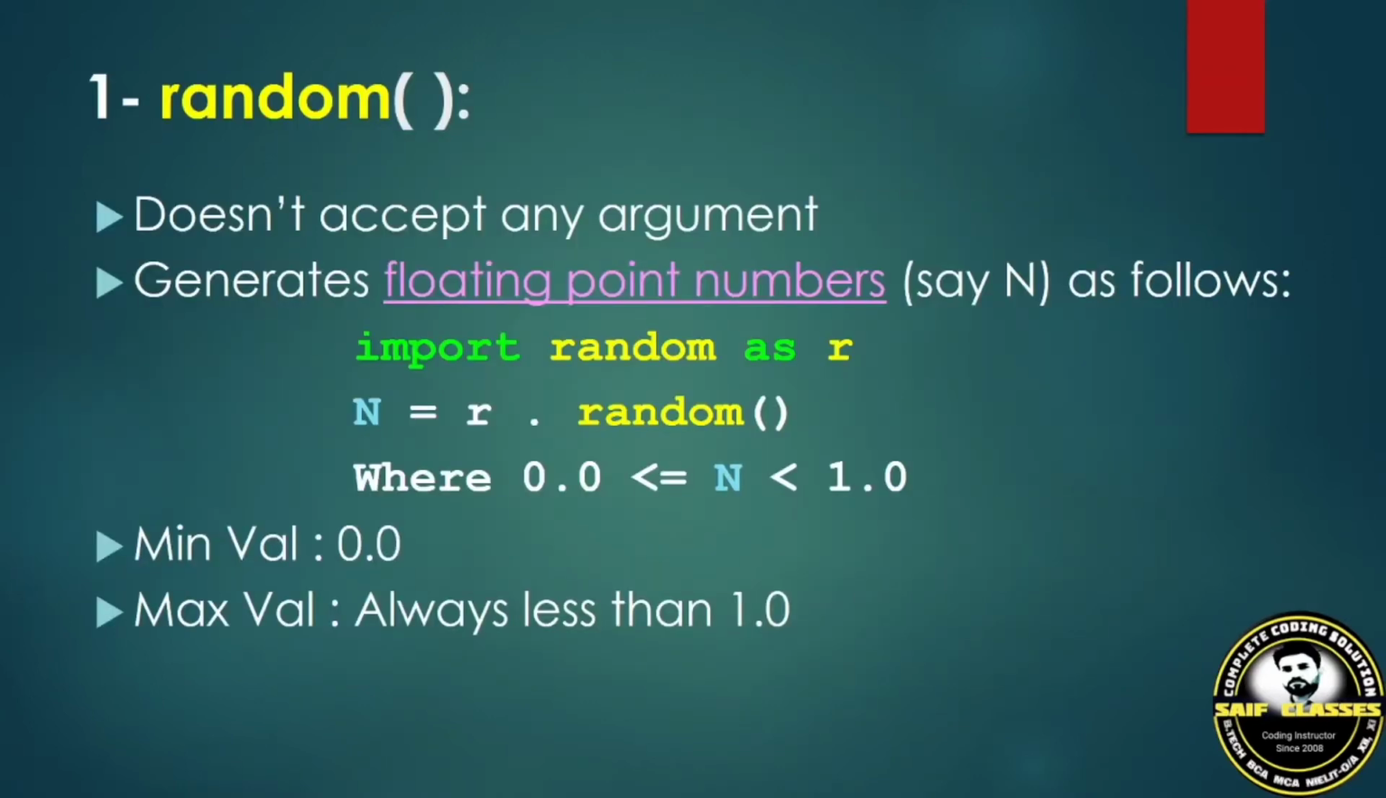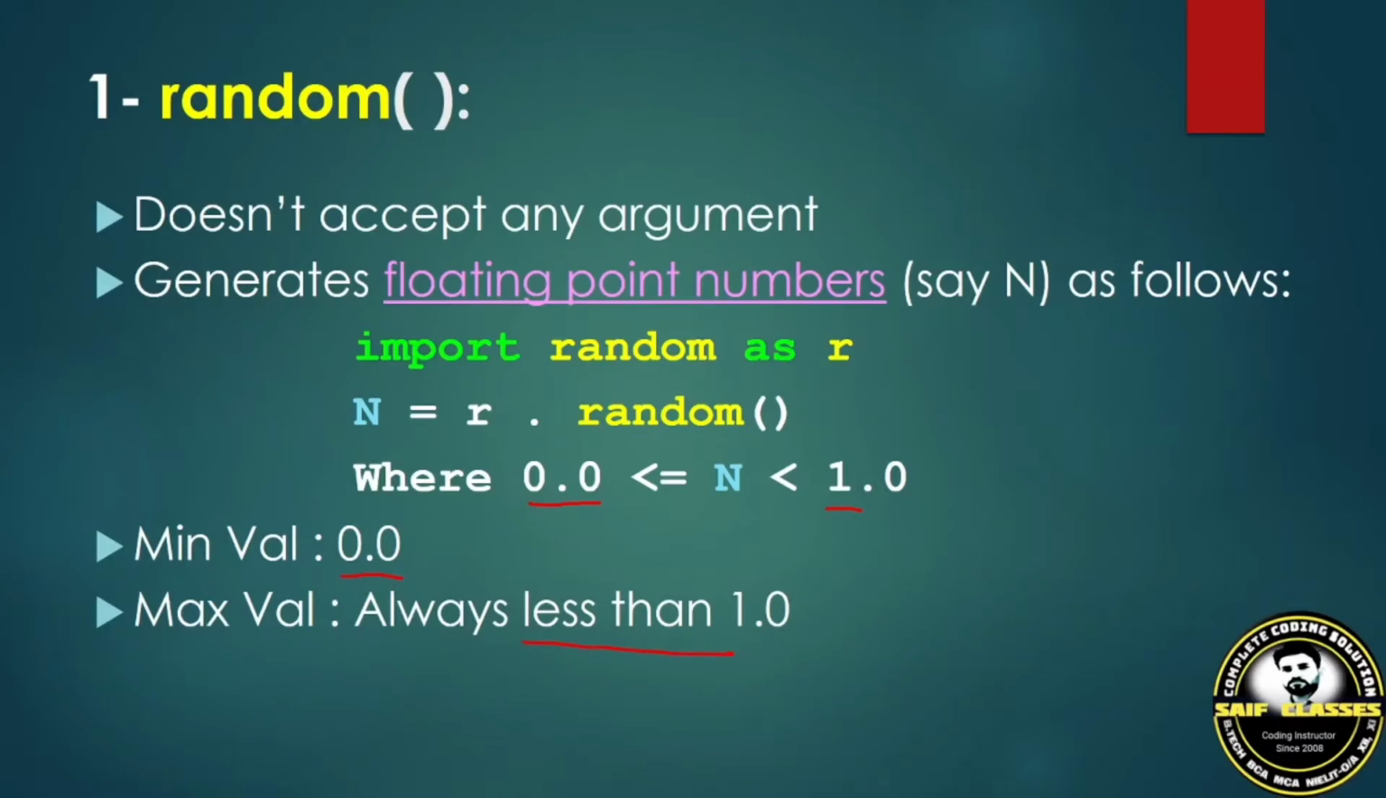So what is the random function? If you want to use it, you import the random module, and its function is also random. So what is its job? The random function always generates a floating point random number between 0 and less than 1.0. The minimum number it could generate is 0.0, but the maximum never touches 1. So the minimum value will be 0.0 and the maximum value will always be less than 1.0. That is the simple story.